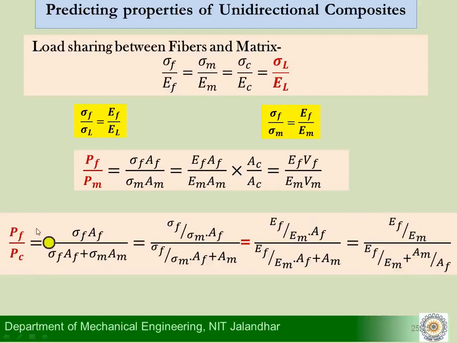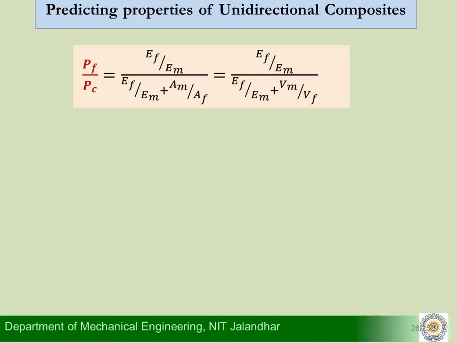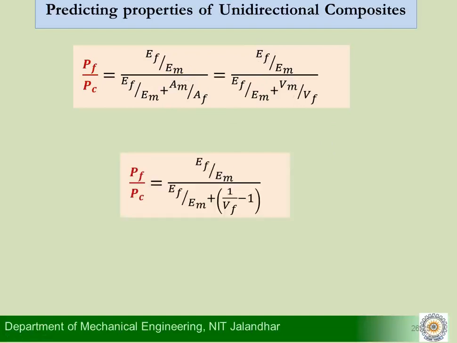So we are writing an expression for the ratio of the load taken by the fiber to the total load. It is equal to EF by EM upon EF by EM plus AM by AF. Taking this expression forward, the same expression I am writing here, and then we write these areas in terms of volume fraction. So we write EF by EM and replace this AM by AF by the VM by VF term, which gives me the ratio PF by PC, the ratio of the load taken by the fibers to the total load of the composite.